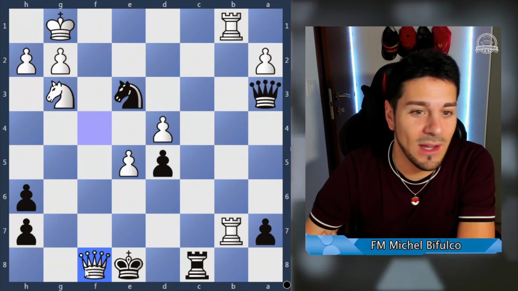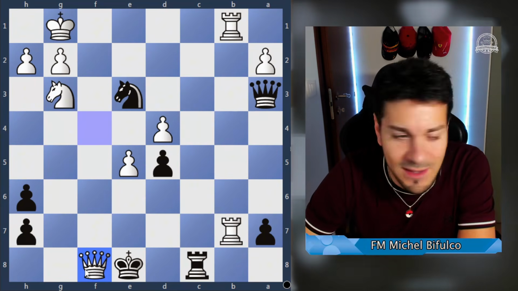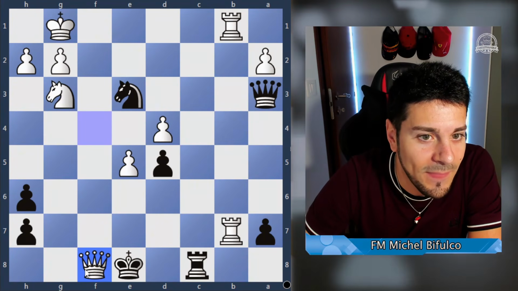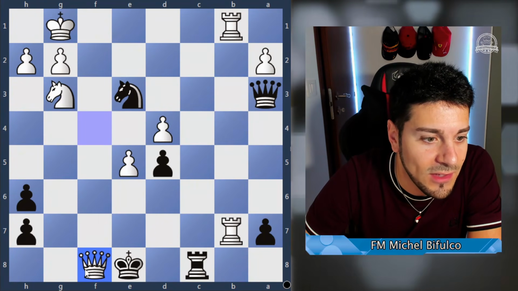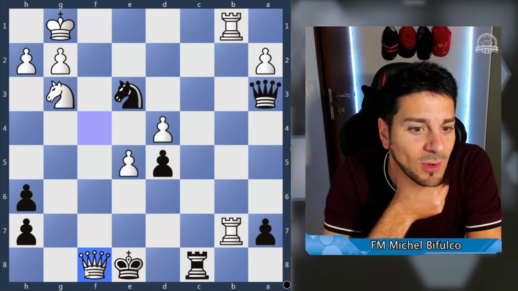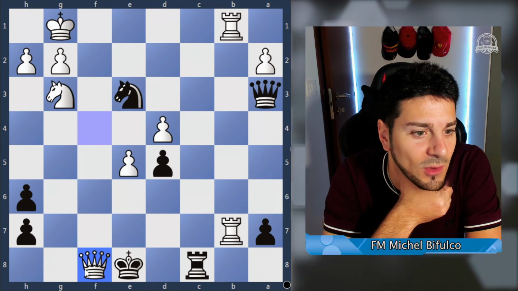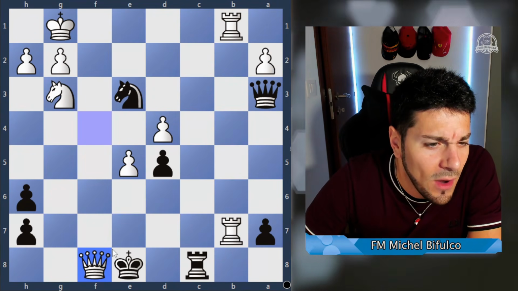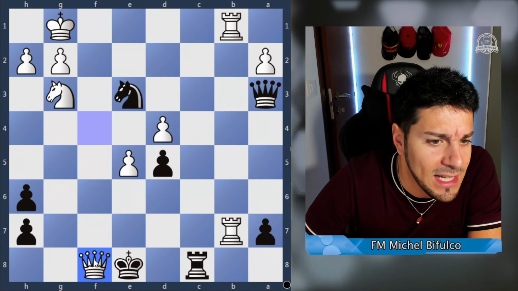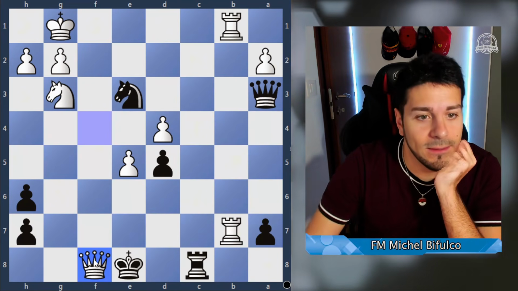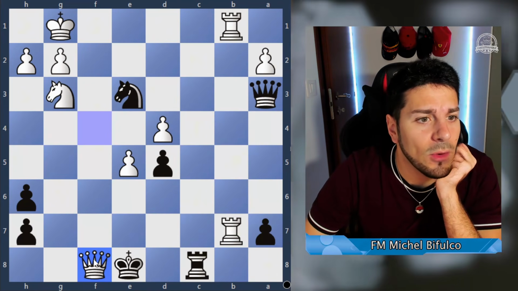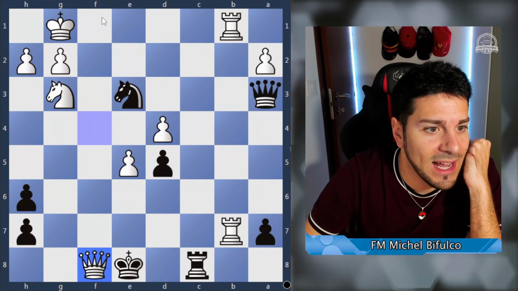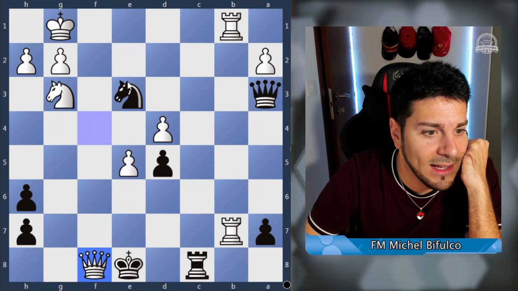I thought it was even simpler. Let's see why one of the two is wrong. This is really curious, because in both cases I take material, so why should one be wrong? Alright, let's see. If I capture with the king, what happens? But the queen can't be trapped. Rook to f1, check. No, because the knight is defending.